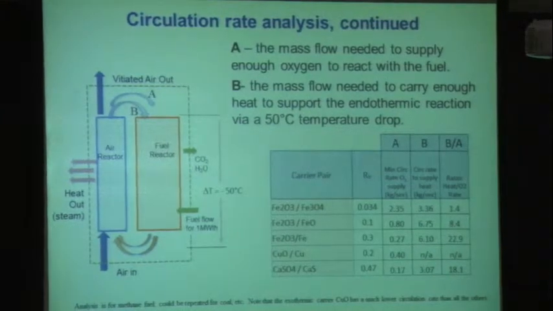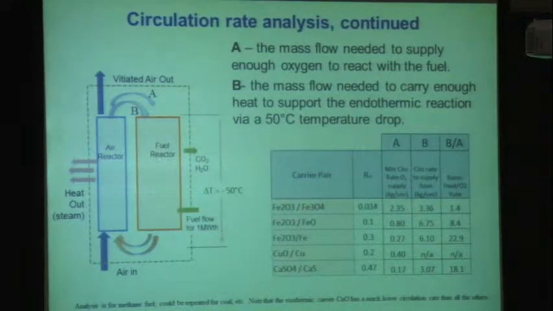You don't want to get too cold, so you start running into carbon formation, or you can't actually then manage the loop around the air side as well. So here's what you get for different carriers. So that's the iron going to its next lowest state. That's hematite to magnetite. And then it goes down to wustite, and then there's pure iron down there.